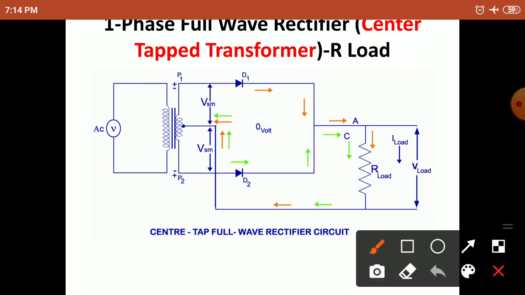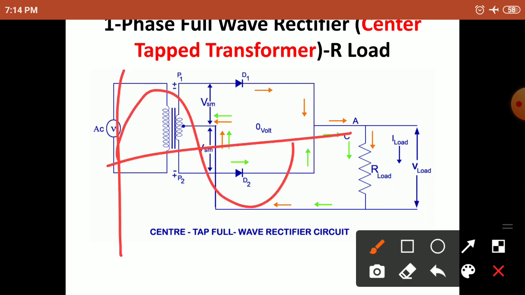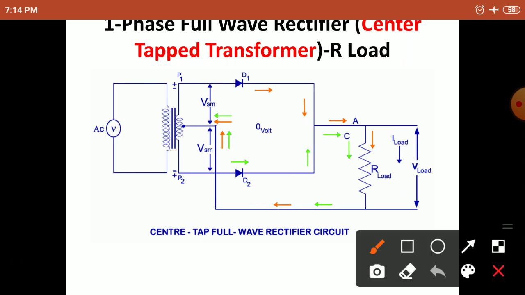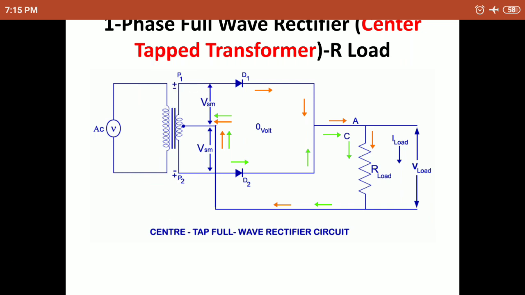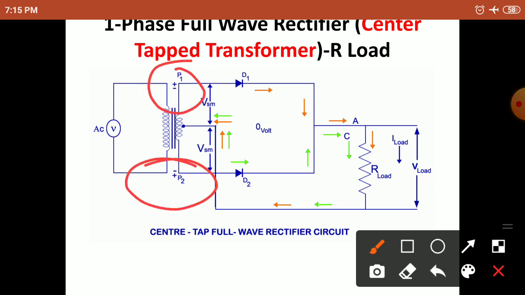Here also we apply sinusoidal waveforms. In the first half cycle, what happens? One diode gets the positive and the other diode gets the negative supply at the anode. In the second half cycle, the polarities reverse. So in the positive half cycle, diode D1 gets the positive polarity and diode D2 gets the negative polarity. In the negative half cycle, diode D1 gets the negative polarity and diode D2 gets the positive polarity. That is why I indicated plus or minus on both sides, for the positive and negative half cycles.